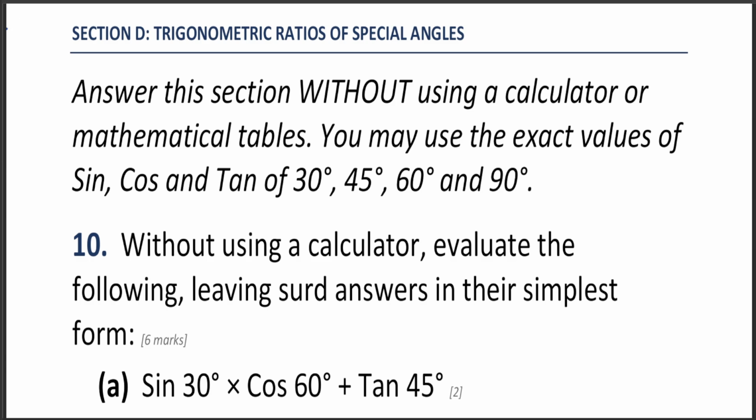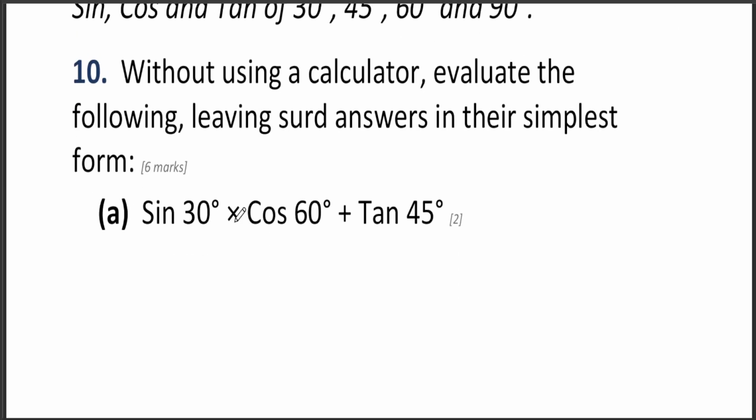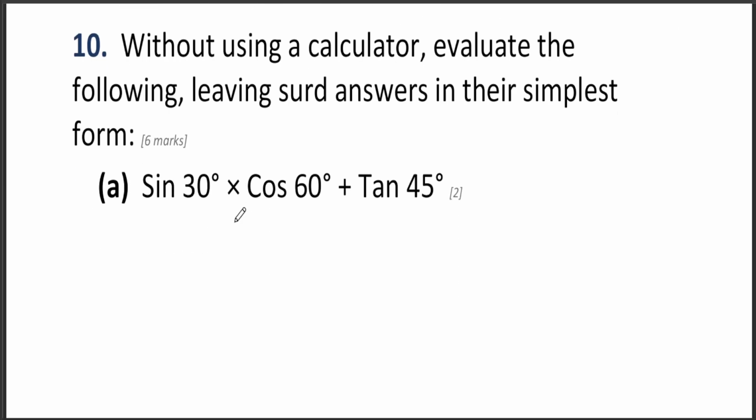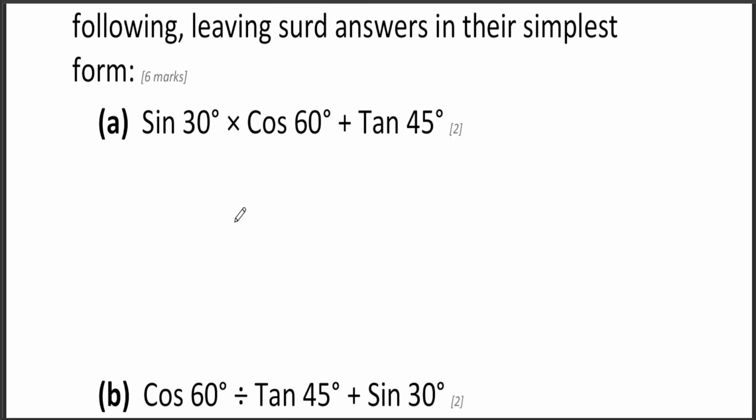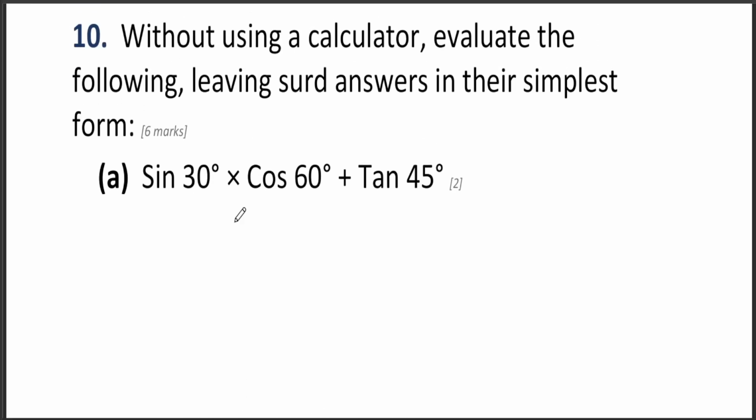Section D, trigonometry ratio. Answer this question without using a calculator or maths table. You may use the exact values of sin, cos, tan of the special angles. Without using a calculator, evaluate the following, leaving your answers in the simplest form. Now kabla tujaevaluate, tujue hizo zote. So usually the easiest way that I usually do, kwa sababu hii nadhani mnafundishwa pia, kuna njia mbili. I'll show you both.